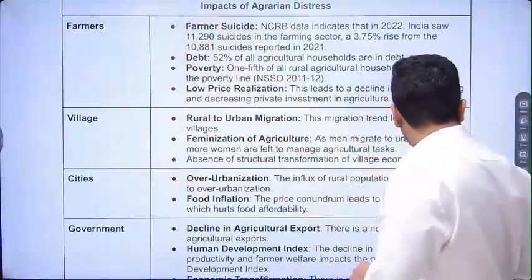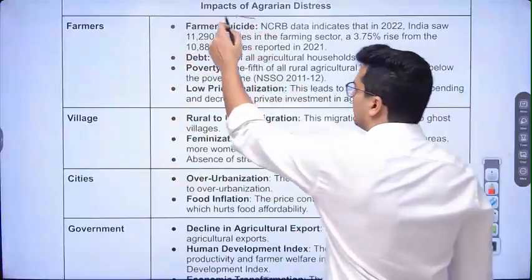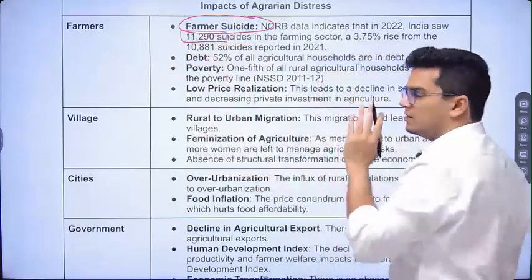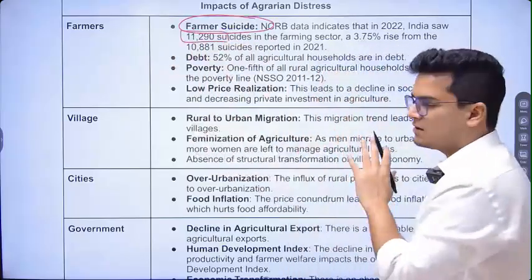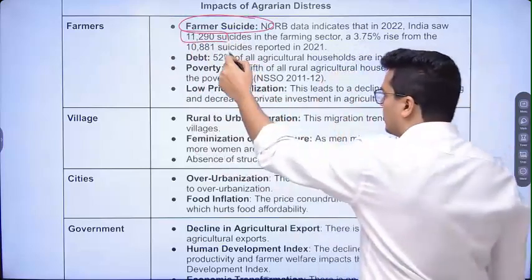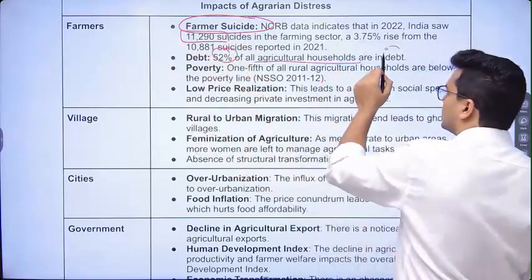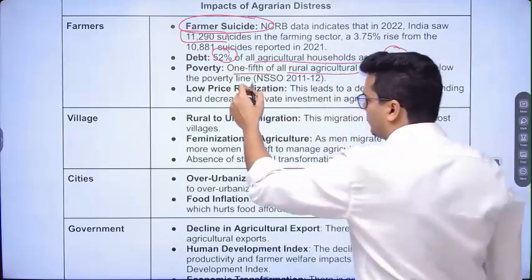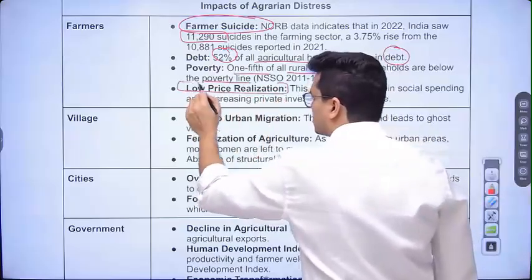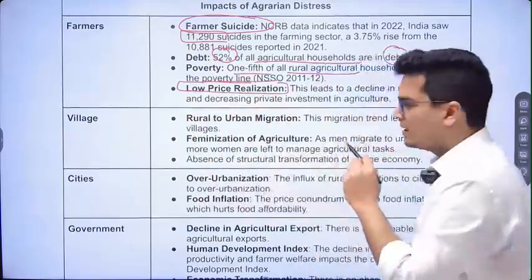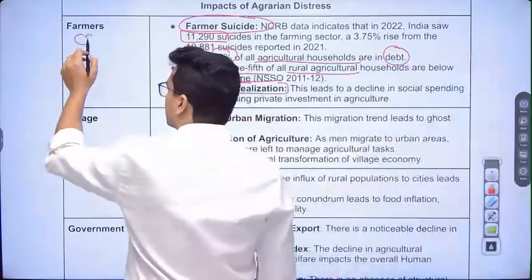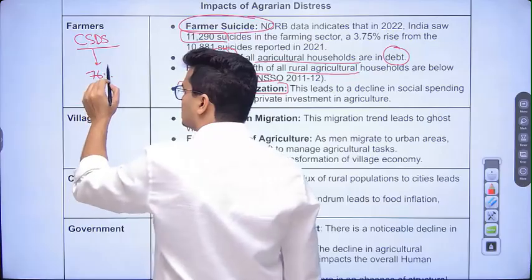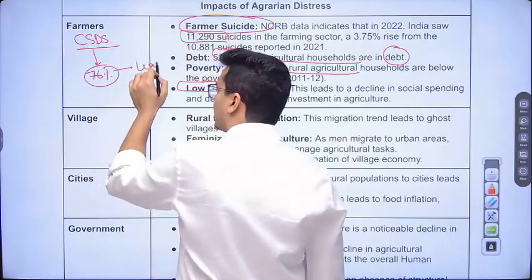Now, the data that is important here: the rise in farmer suicides. About 11,000 suicides in 1 year. This is the distress level that we are facing. 52% of all agricultural households are in debt. 1/5 of all agricultural households are below the poverty line. There is low price realization to the farmer. As per a survey conducted by CSDS, 76% of farmers actually want to leave agriculture.